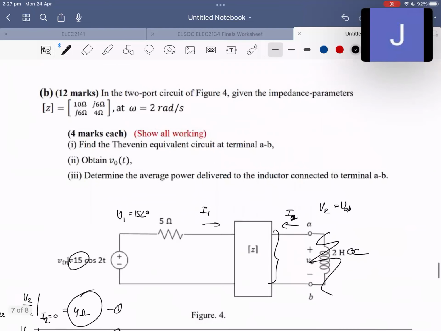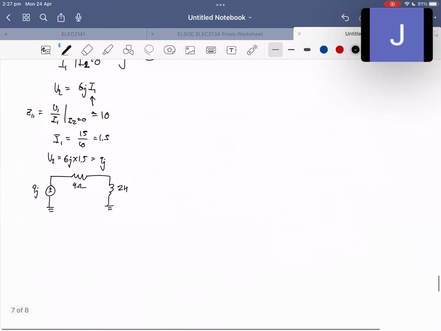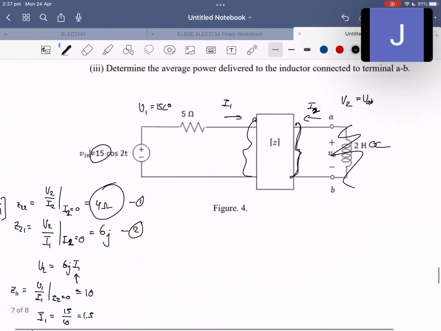Because you can just look at the Z parameters, because Z11 and Z22 will tell you what impedance is seen at which terminal. So Z11 tells you the impedance looking into this terminal, and Z22 tells you the impedance looking into this terminal, which is what we're interested in. So that's the reason why there's a 4 ohm resistor there. So that's the Thevenin resistance that it sees.